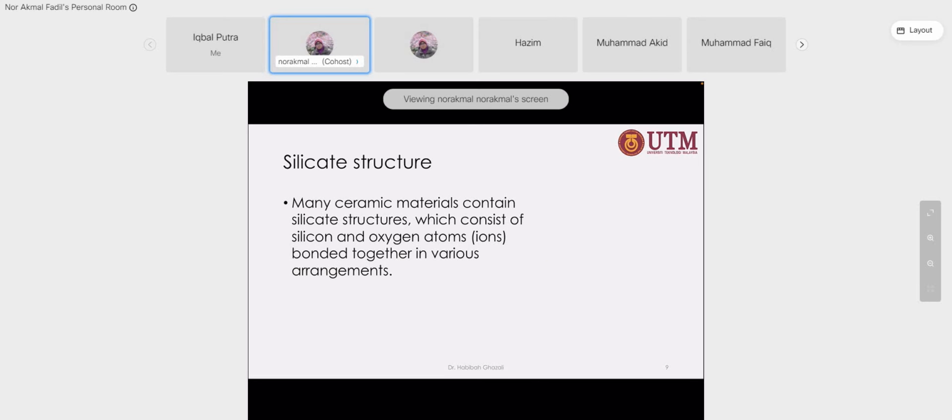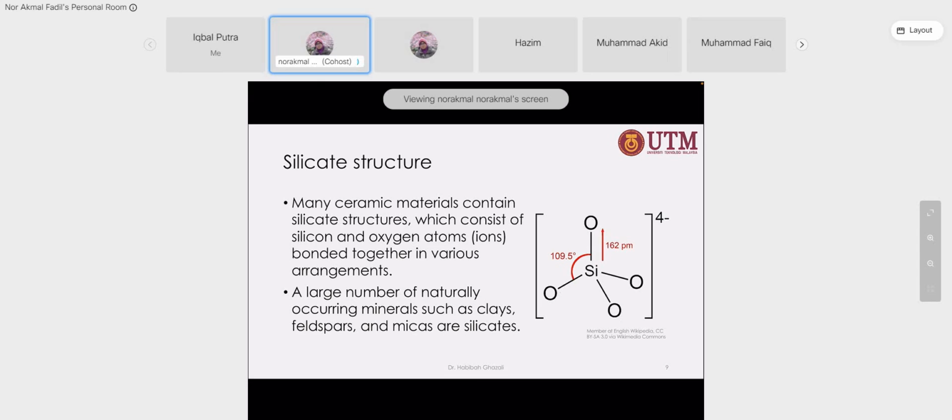All right, silicate structure. Many ceramic materials contain silicate structures, which consist of silicon and oxygen atoms bonded together in various arrangements. Okay, this is silicate. A large number of naturally occurring minerals such as clay, feldspar, and micas are silicates.